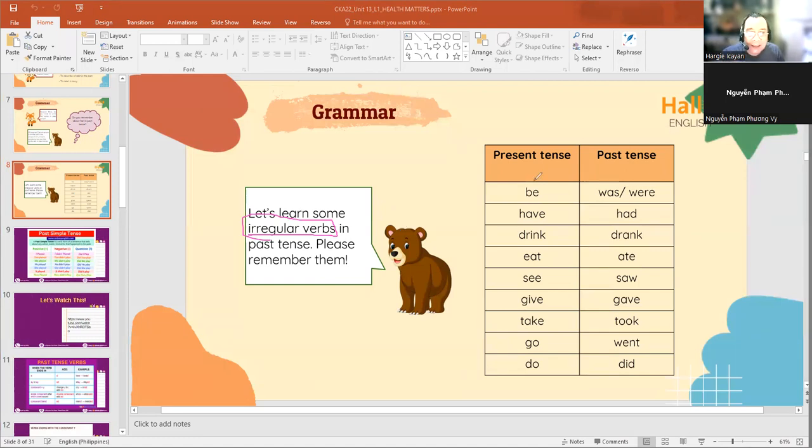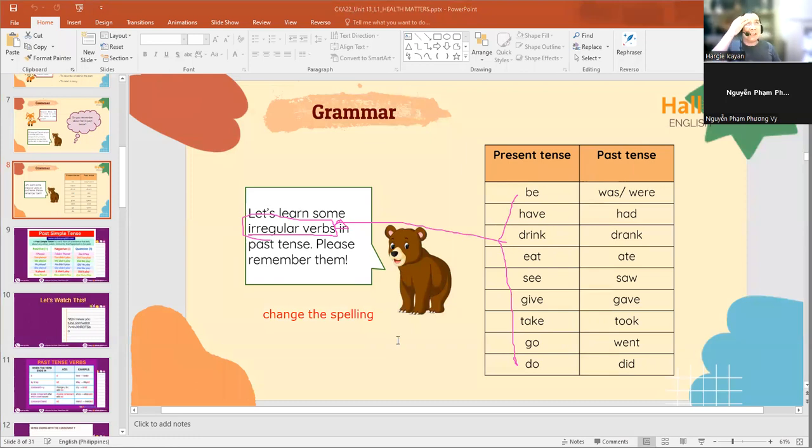But the following are all irregular verbs. Why do we call these irregular verbs? Because we change the spelling. Did you understand? Yes. If we change the spelling in order to form the past tense, that is an irregular verb.